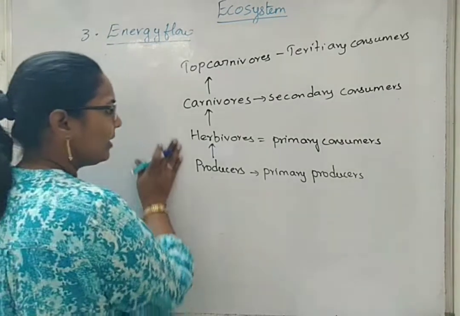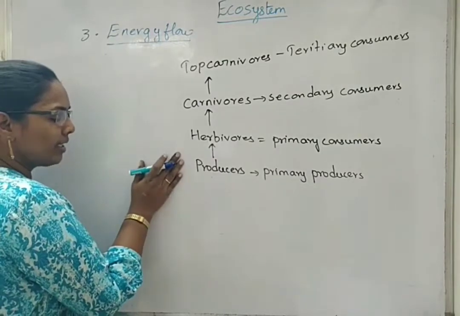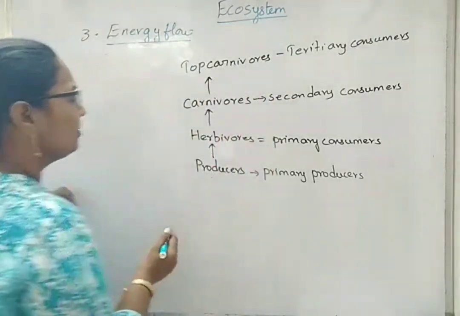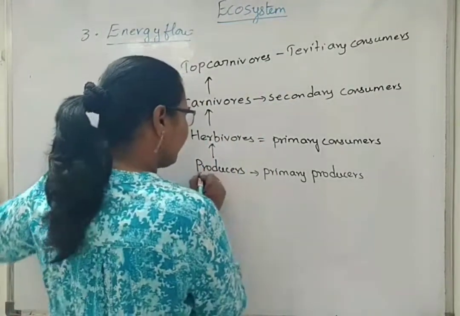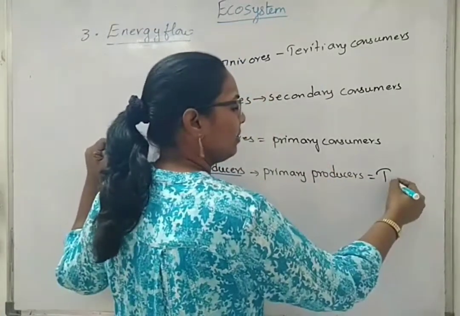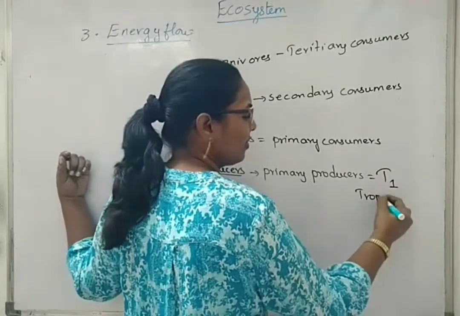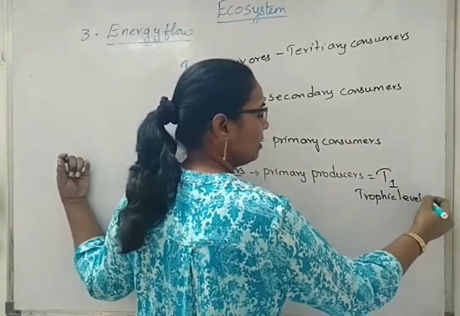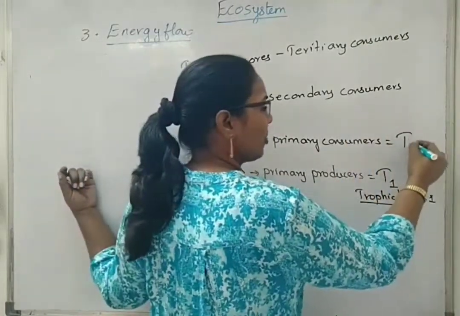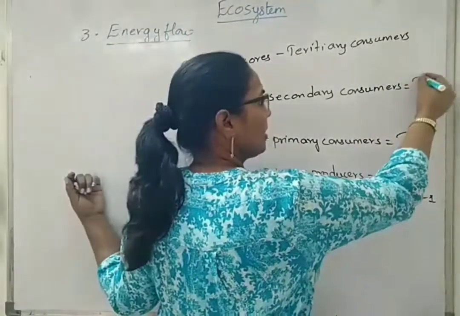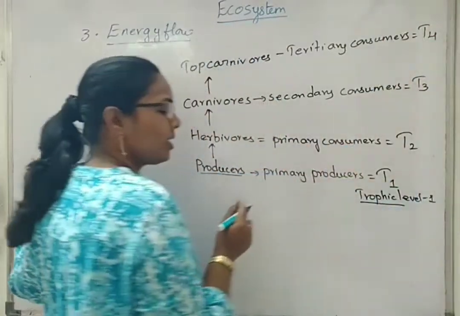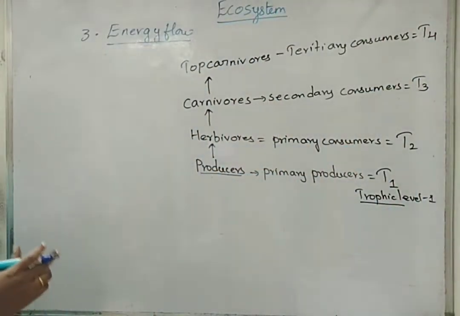If we see the interdependency of living organisms in an ecosystem like this, the terms given for them are primary, secondary and tertiary. We can give other terms for this: producers are considered to be trophic level 1, which we represent as T1, meaning trophic level 1. Primary consumers are considered as trophic level 2. Secondary consumers are considered as trophic level 3. Tertiary consumers are kept in trophic level 4.